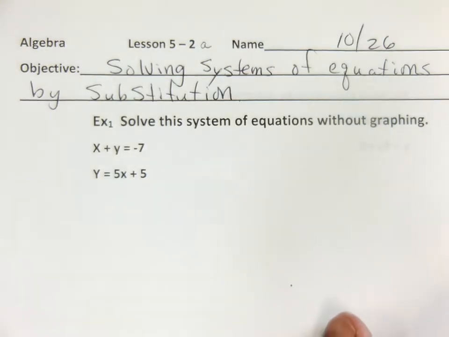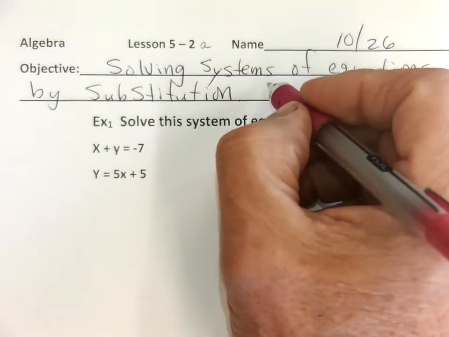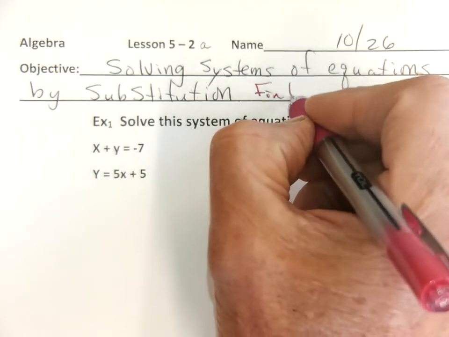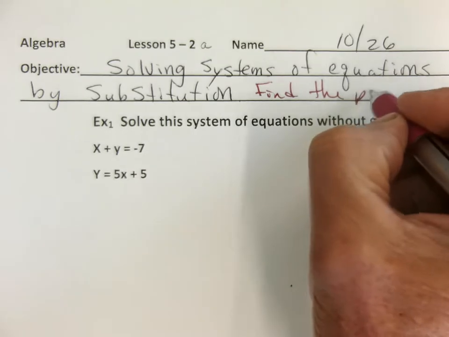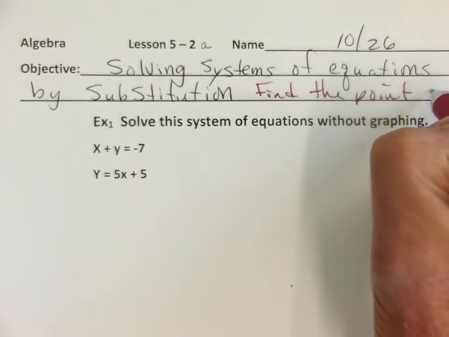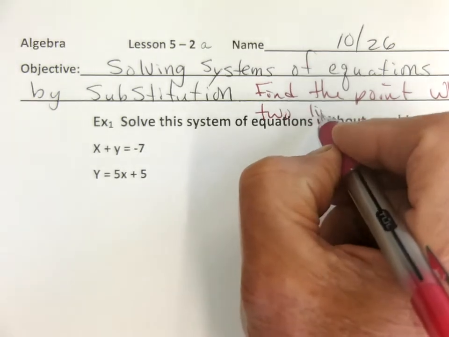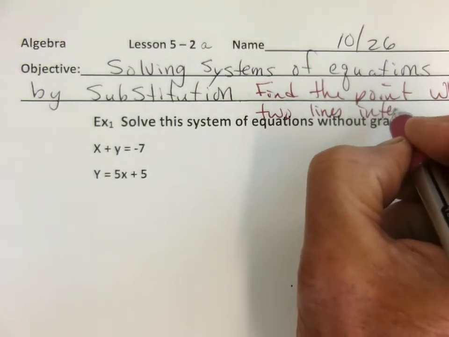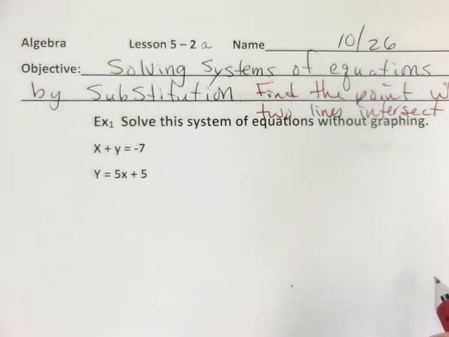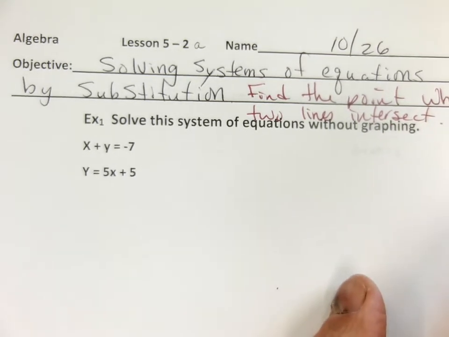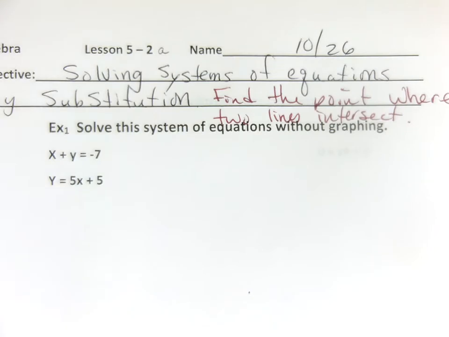What we're really doing is finding the point where two lines intersect. But we're going to do it without graphing. We're really finding out where two lines intersect, but we're going to completely do it without graphing, okay? Because it's much easier to do it this way, and we'll get the exact answer, okay?